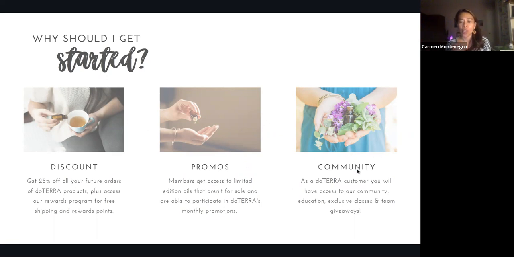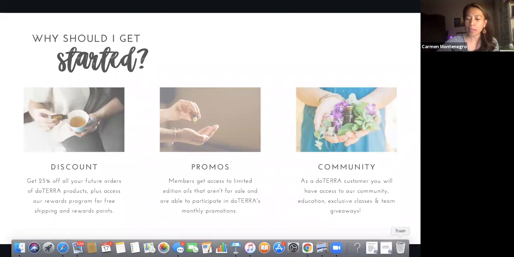Then you get access to the doTERRA community with a lot of education. And then also, of course, if you get it from this class, then I have my private community as well, where I do classes and continuing education every week. And there are a lot of giveaways in that. And then right off the bat from here, you're going to get a free 90-day private coaching session that is customized only for you.